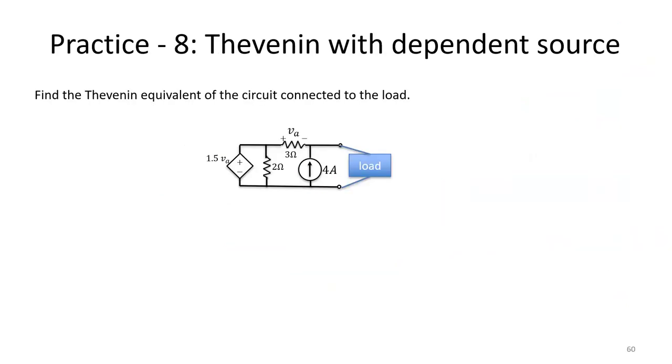All right, our next example is finding the Thevenin equivalent of a circuit with a dependent source. In this case, we want to find the Thevenin equivalent of this circuit connected to our load. So essentially, we can remove our load and just consider the portion of the circuit connected to that load. Let's go ahead and give this a try following our Thevenin procedures.